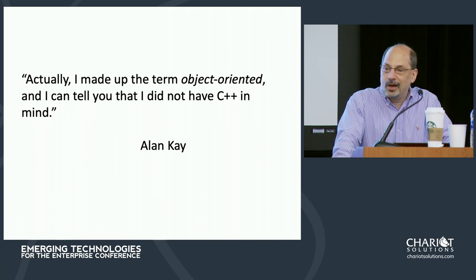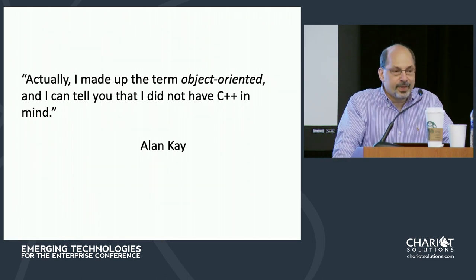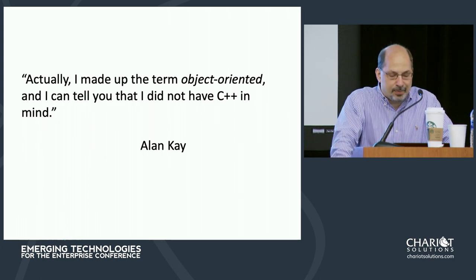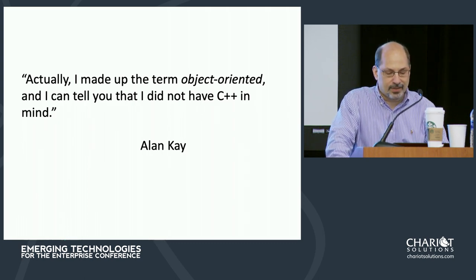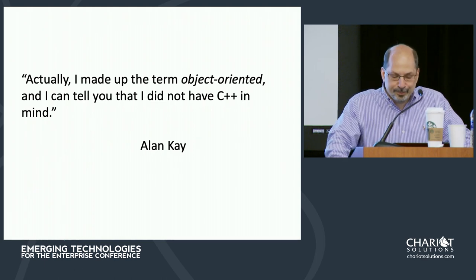Most popular object languages emphasize inheritance. But class-based inheritance isn't essential to object-oriented programming. It's just one way to get polymorphism. Similarly, most of the popular object languages these days are statically typed. But static typing isn't essential to object-oriented programming. Look at Smalltalk. Smalltalk was dynamically typed.